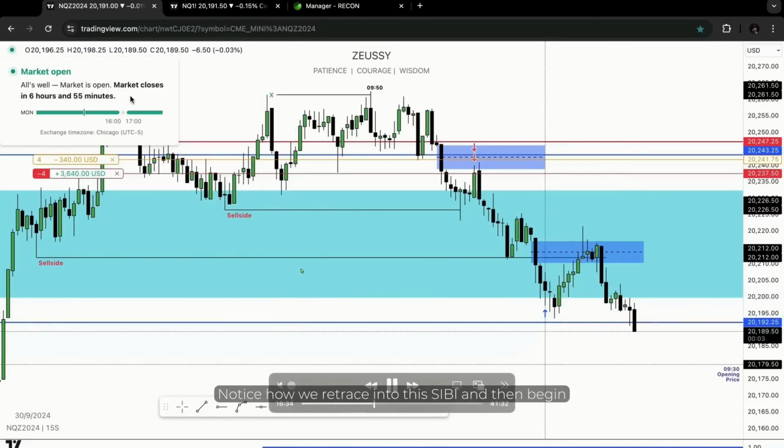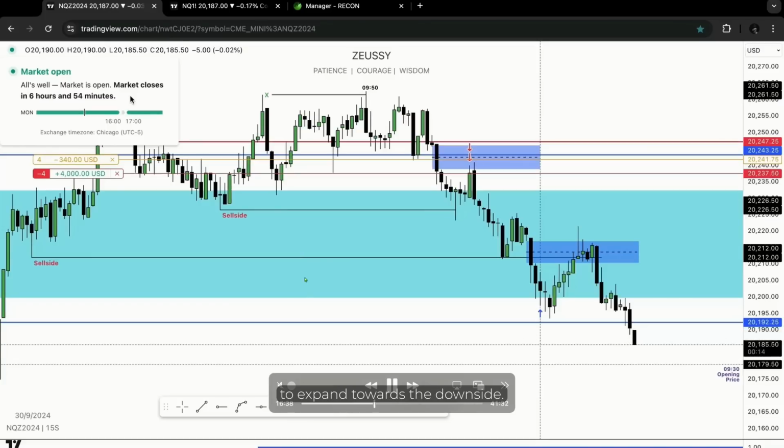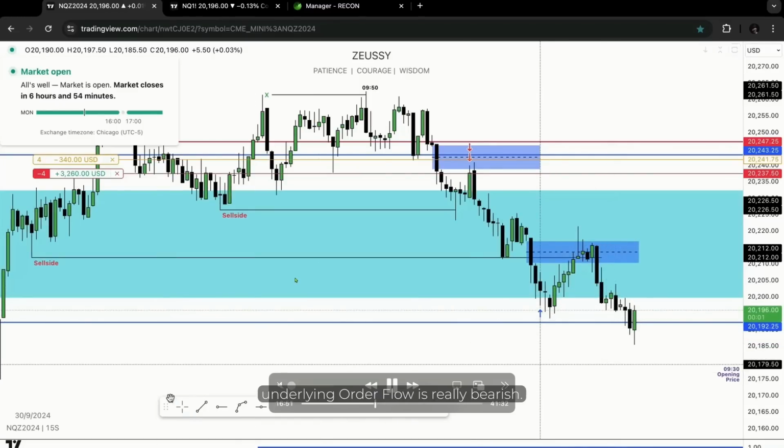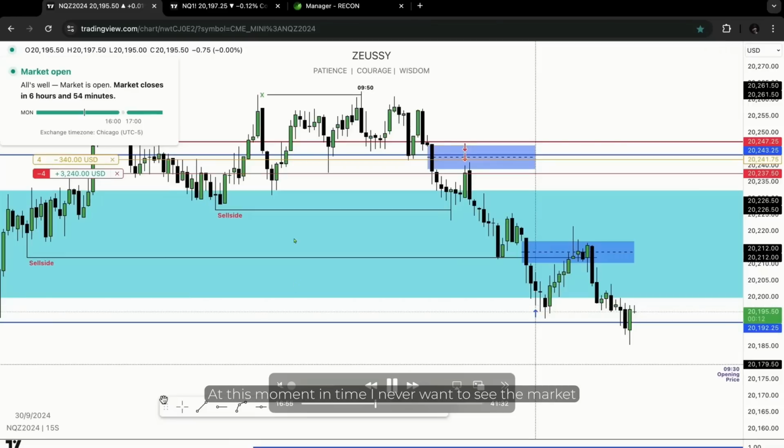Notice how we retrace into this CB and then begin to expand towards the downside. We trade below that hourly CB's price range, and to me, now the underlying order flow is really bearish. At this moment in time, I never want to see the market displace above this CB again.